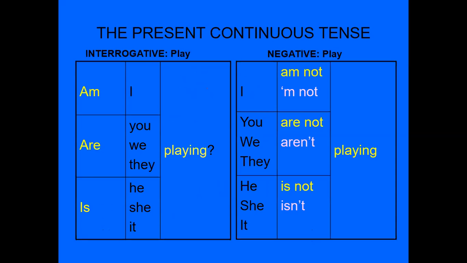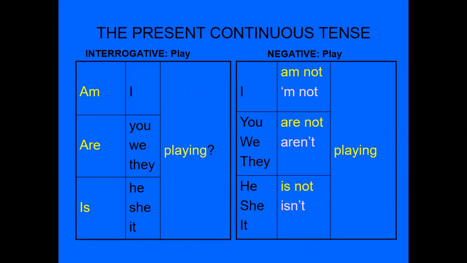So when you have a question, you have to invert the order of the sentence. So you're gonna say, am I playing? Are you playing? Is he playing? So depending on the subject, that's how you're going to conjugate the verb to be.